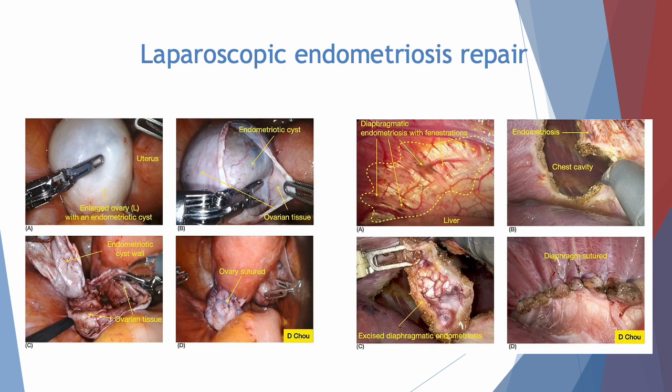So these are just two examples of laparoscopic endometriosis repair. The first set of pictures is showing endometrial tissue in the ovaries that's been repaired, and the second example is showing endometrial tissue by the diaphragm. So these are just two examples of how far it can travel and how it looks laparoscopically.